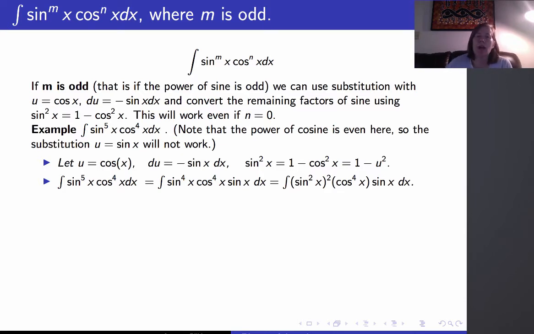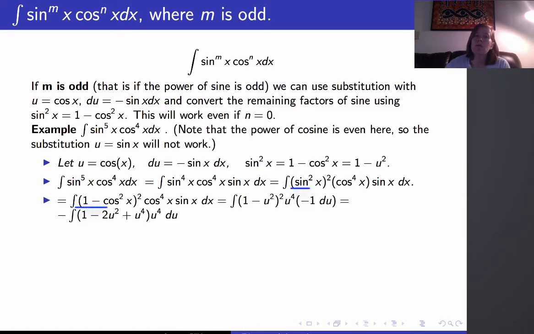The integral of sine to the 5x times cosine to the 4x dx is equal to the integral of sine to the 4x times cosine to the 4x times sine of x dx. That's splitting away that single power of sine to use for the du. And that's equal to the integral of sine squared of x squared times cosine to the 4 of x times sine of x dx.